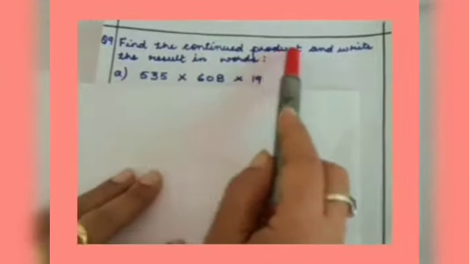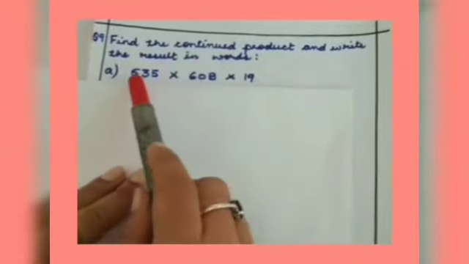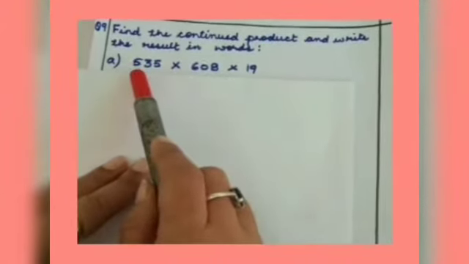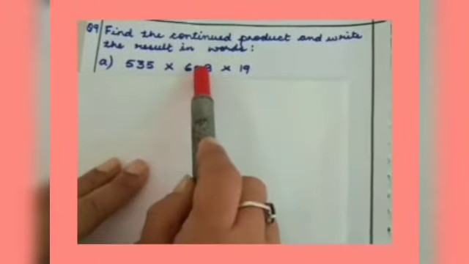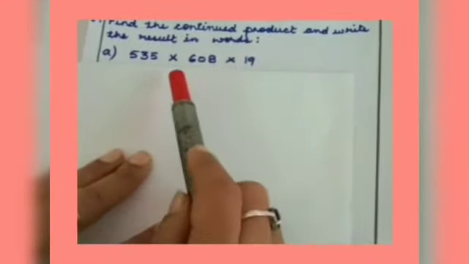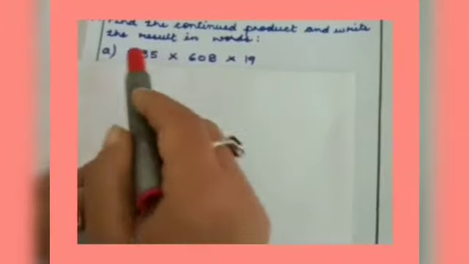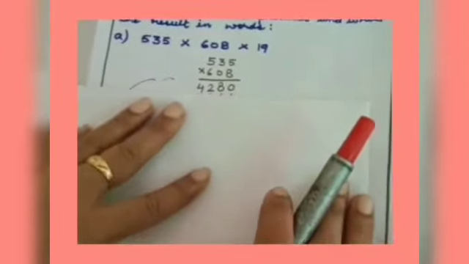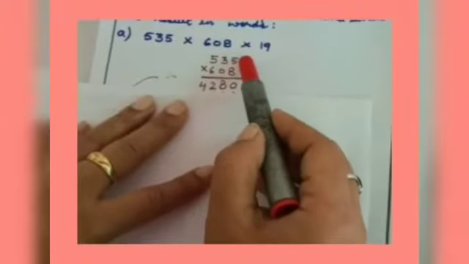Find the continued product and write the result in words. So here there are three numbers that you have to multiply. You cannot multiply three numbers altogether. First we will multiply two numbers. The product will then be multiplied by the third number and the final product will be written in words. So first let us multiply the first two numbers. 535 multiplied by 608. So first multiplying 535 by 8.